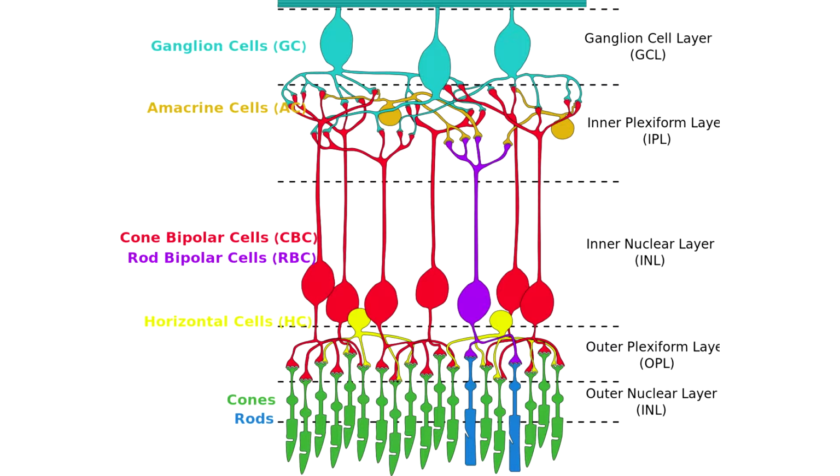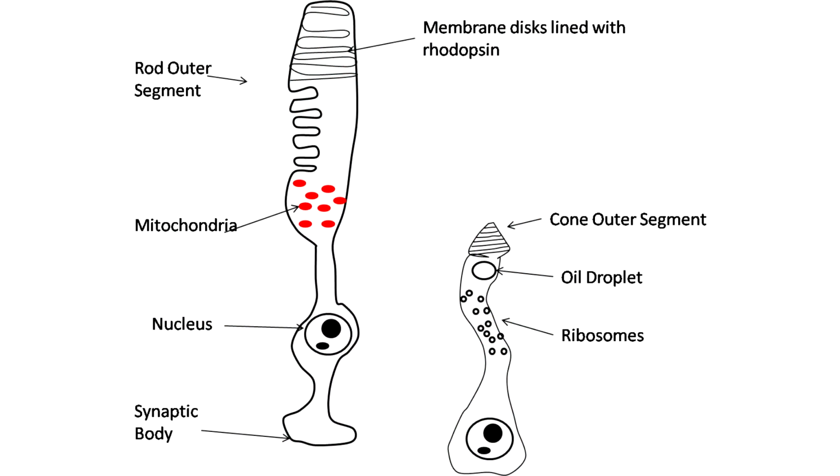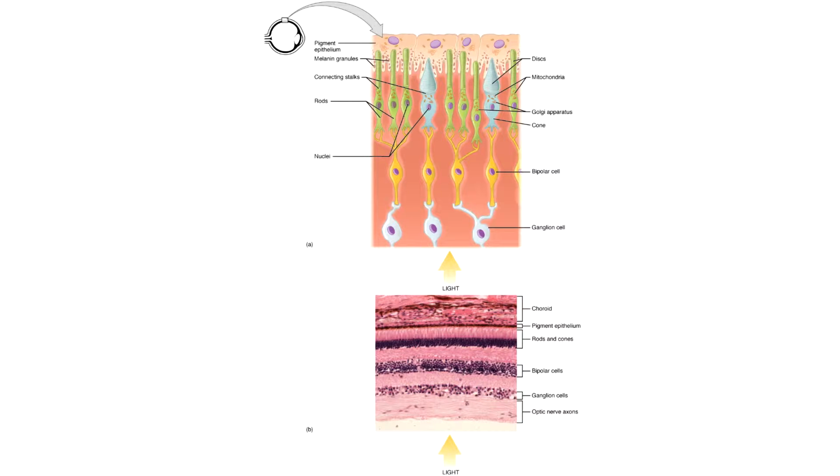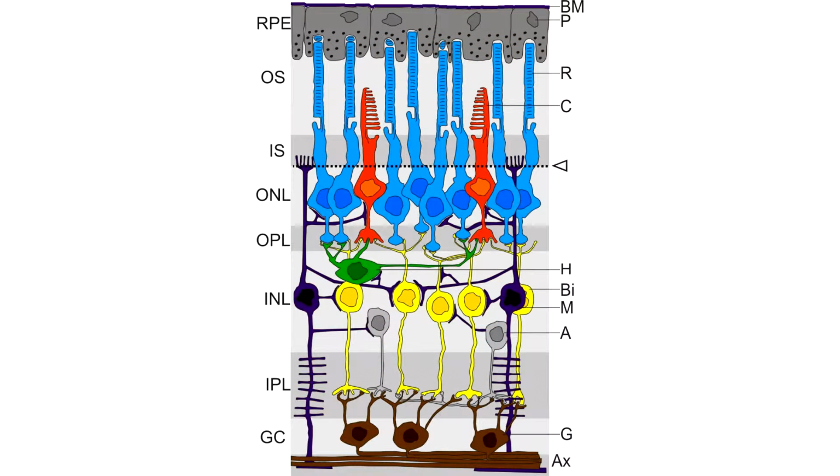There are 5 basic classes of neurons in the retina. These are photoreceptors, bipolar cells, ganglion cells, horizontal cells, and amacrine cells. Furthermore, the retina contains 2 types of photoreceptors, the rods and the cones. The shortest pathway of information from the photoreceptors to the optic nerve is via photoreceptor cell, to bipolar cell, to ganglion cell. The 2 other types of neurons in the retina are horizontal and amacrine cells.